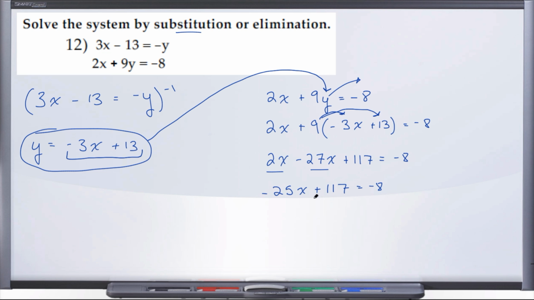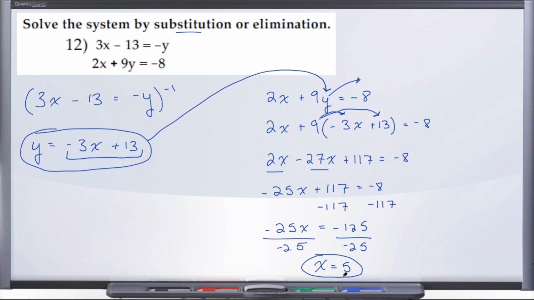And we want to solve for x. Let's move that constant over. So we'll subtract 117 from both sides, leaving us with negative 25x equals negative 125. And lastly here, we'll divide by negative 25 on both sides, and that'll leave us with x equals positive 5. All right, so we've now solved for x. X is now a real number. It's no longer an expression or an equation.